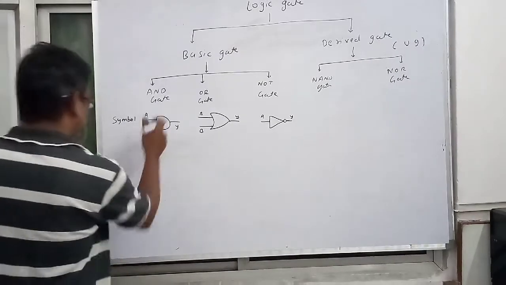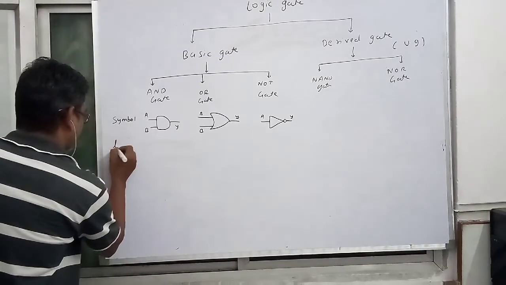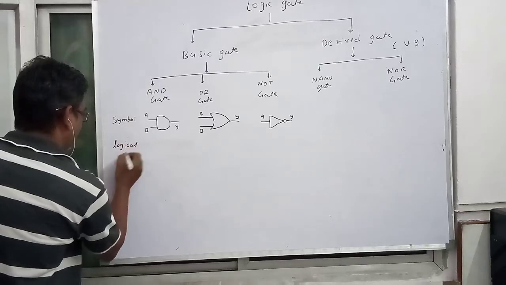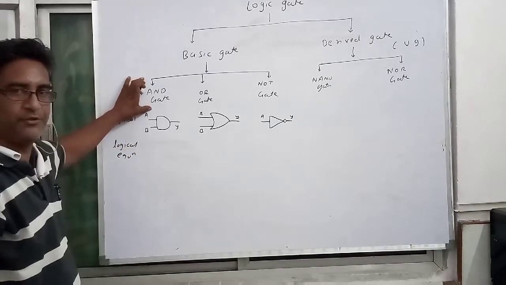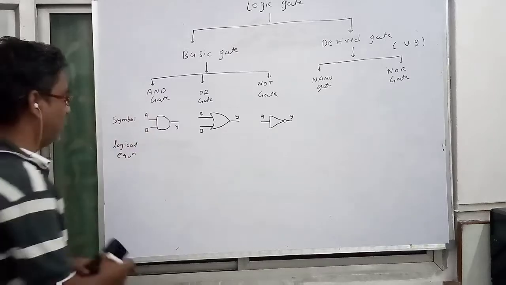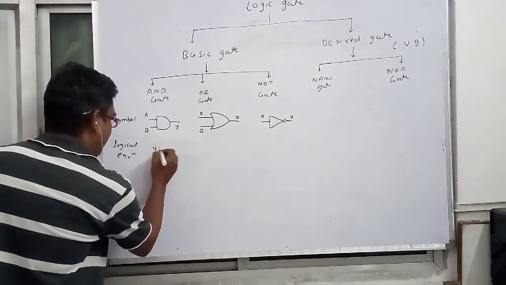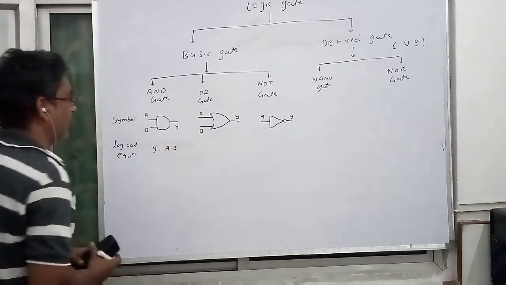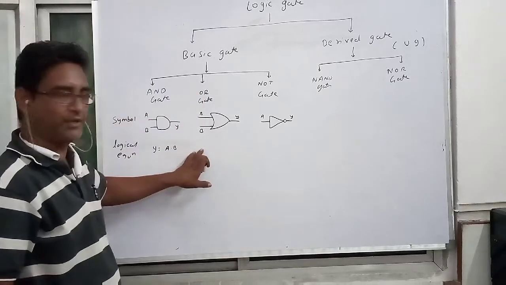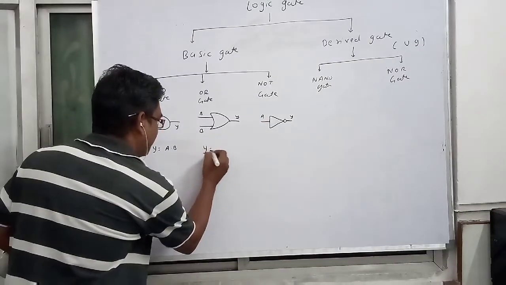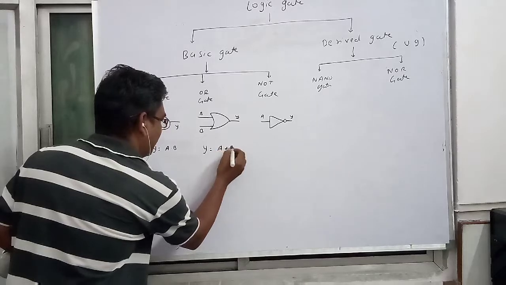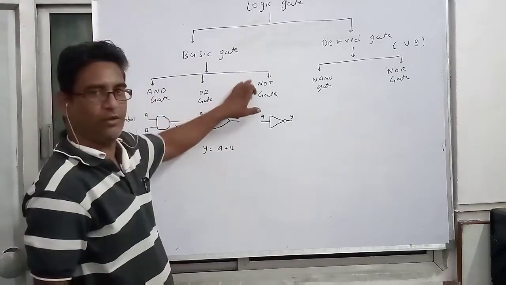Now you will get the logical equation. As the AND gate is used for multiplication, you will get here Y equals A dot B. The logical equation for the OR gate, as it is used for addition, is Y equals A plus B. Now the NOT gate.